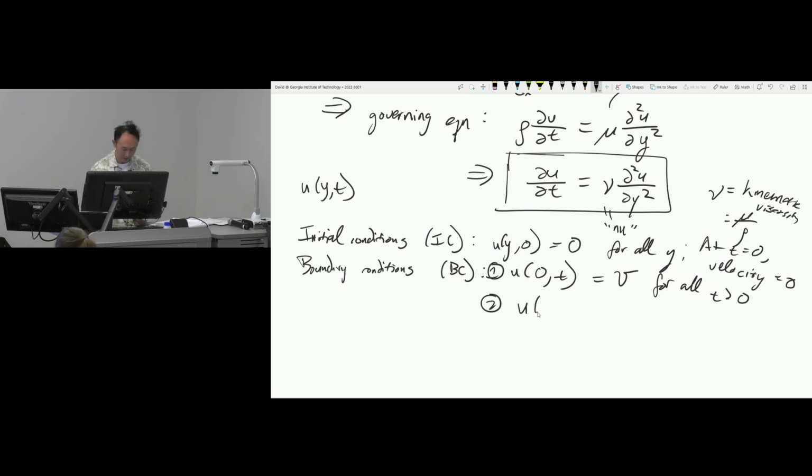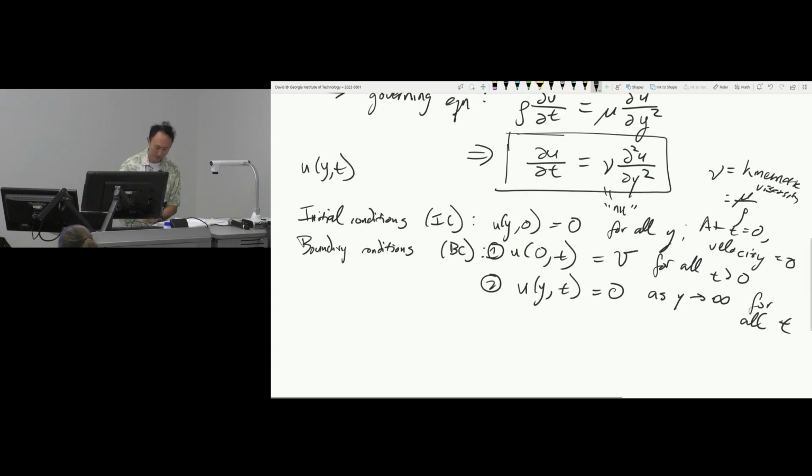The second is, I think what Felix mentioned, or maybe Cedric: as I go far from the plate, if I go far enough away, I don't even know the plate's there. That's basically the idea. Far enough from the plate, there's somewhere that it's quiet, that the fluid's not moving. I just have to go far enough away.